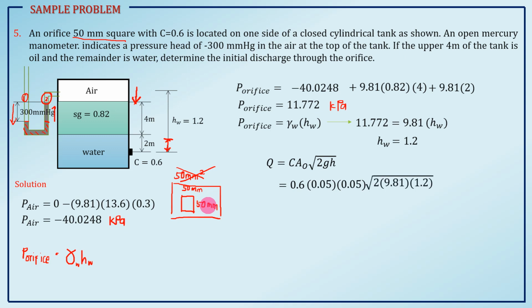Multiply to square root ng 2 times 9.81. H natin is yung head, converted na yung oil natin sa water. Okay, 1.2. So, simplifying for the Q will be 0.00728 cubic meter per second. So, this would be our problem number 5.